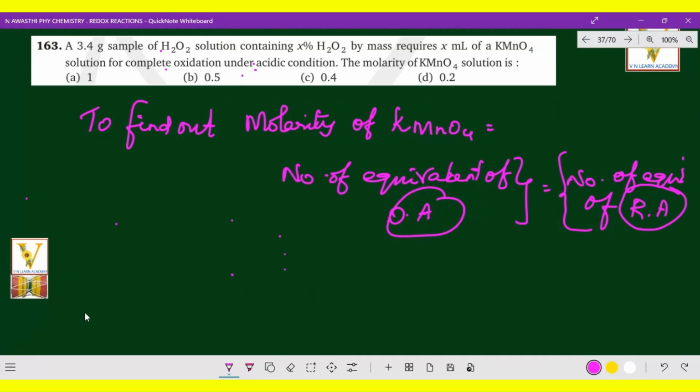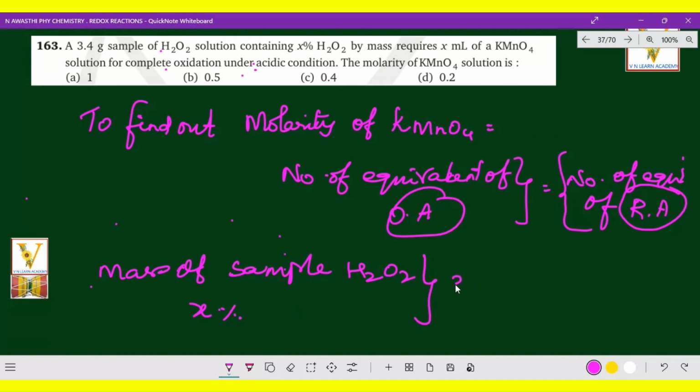So the mass of the sample is X percentage hydrogen peroxide by mass. They have given X percentage, so X by 100 is the fraction. The mass of the sample hydrogen peroxide solution contains X percentage of hydrogen peroxide by mass.